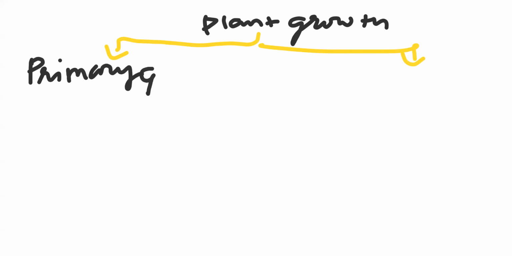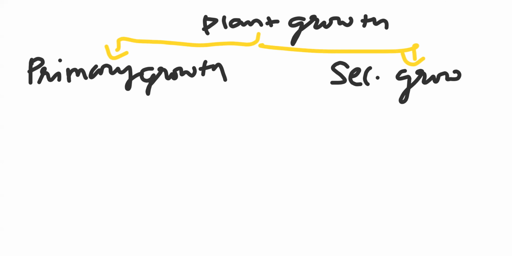Okay, I said that whenever a plant has to grow, there will be two levels of growth: primary growth and secondary growth. Up to maturity, primary growth, and even after that, if it continues to grow, then it is called secondary growth. Seen in dicot, both of them, but in monocot only primary growth.